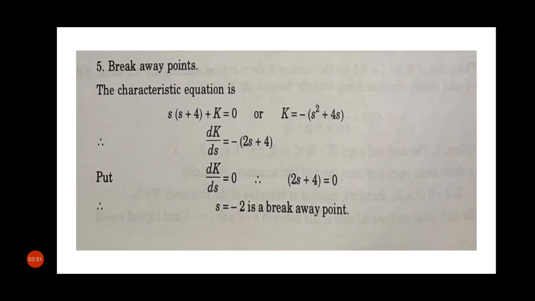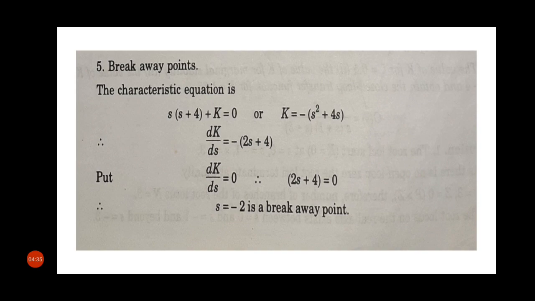Now we identify the breakaway point. For the breakaway point we need to calculate the characteristic equation. The characteristic equation is 1 plus G(s)H(s) equal to 0. In our system we consider a unity feedback system, that's why H(s) equals 1, so here we only have the G(s) value. If we put the G(s) value in our characteristic equation, then we find K equal to -s square minus 4s.